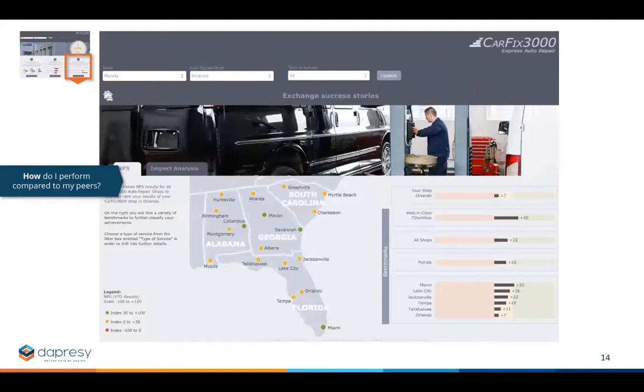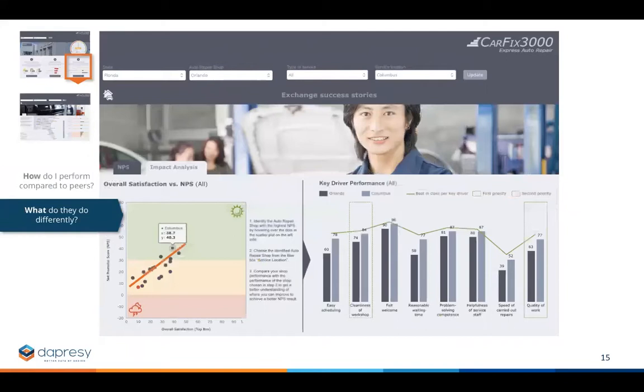And to support this communication, there's a second page in the dashboard that on the left hand shows all the auto repair shops, and in this case, overall satisfaction versus NPS, because we can assume that there is a correlation between overall satisfaction. So the more people are satisfied, the higher the NPS will be. And as we can see, yes, that's true. And on the right hand, we see all the items, so the key drivers that drive satisfaction. And we also see a direct comparison.